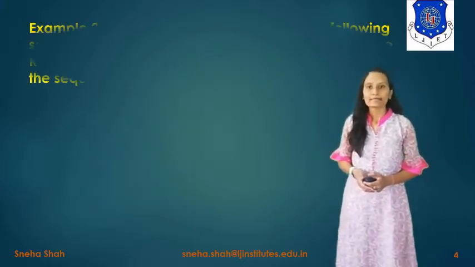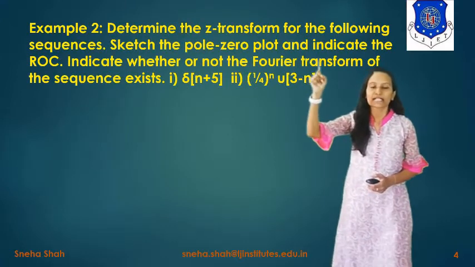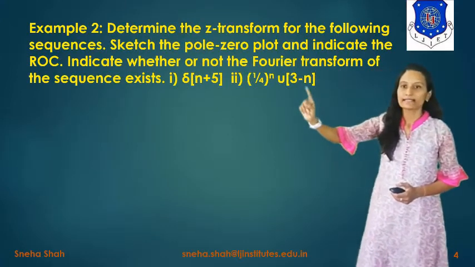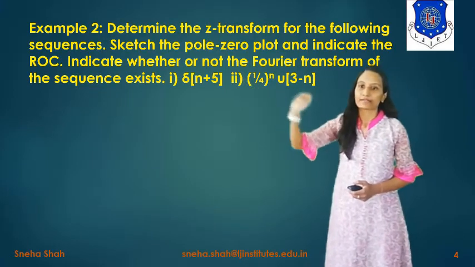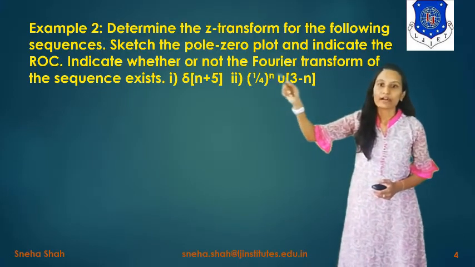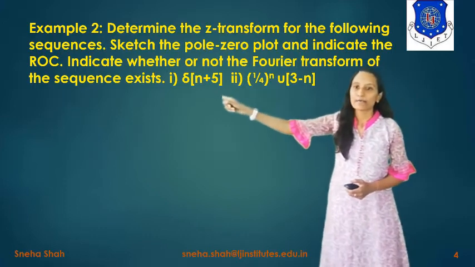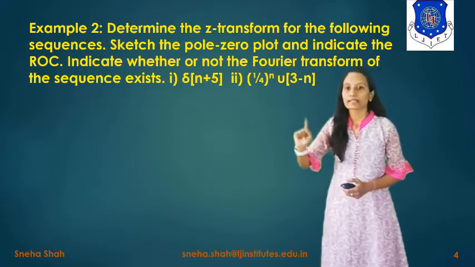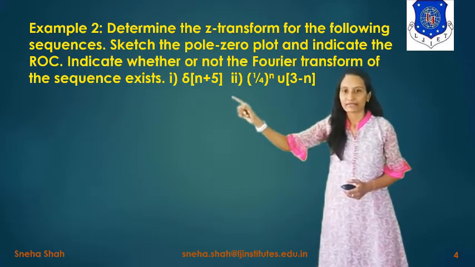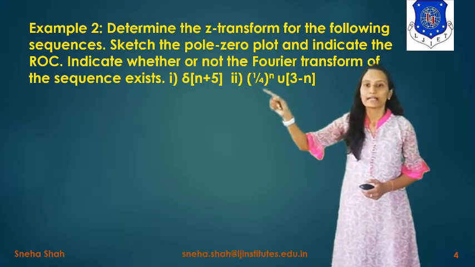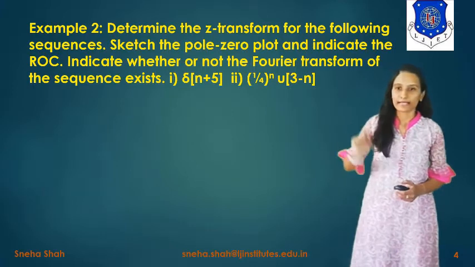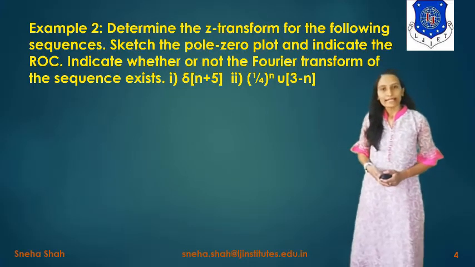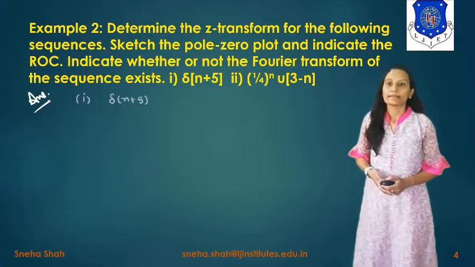Now the next example is: determine the Z transform of the following sequences. Sketch the pole-zero plot and indicate the ROC. Indicate whether or not the Fourier transform of the sequence exists. The first term is del of n plus 5 and the second term you are given is 1 by 4 raised to n u of 3 minus n. Okay, so starting with solving this example.